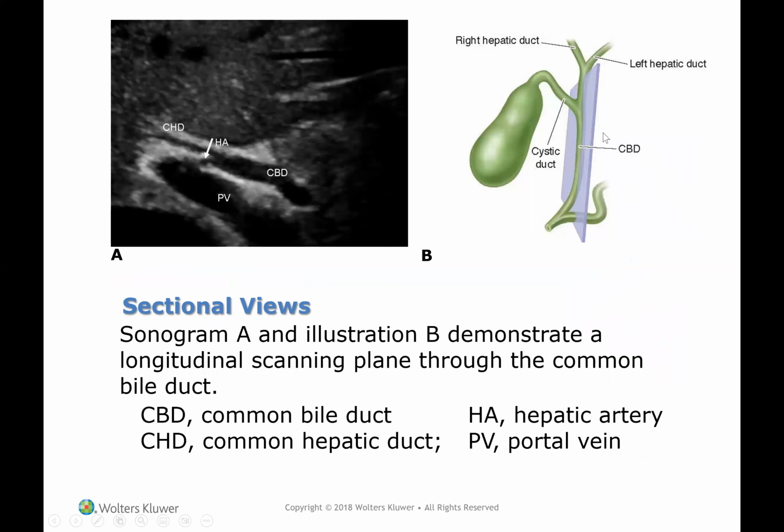This is a sectional view looking at the common bile duct, hepatic artery, portal vein, and common hepatic duct. So the common hepatic duct is superior, and the hepatic artery runs perpendicular to that. Then it becomes the common bile duct, and the portal vein is running parallel with the common bile duct.